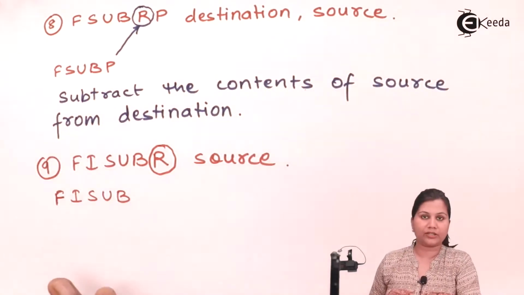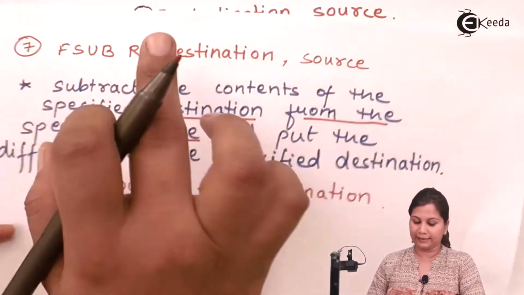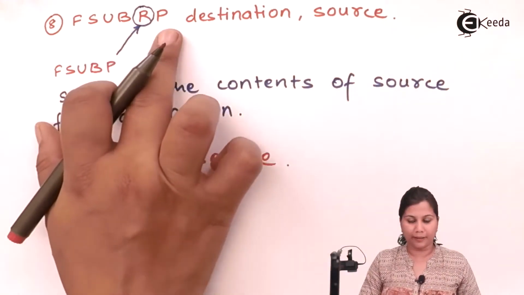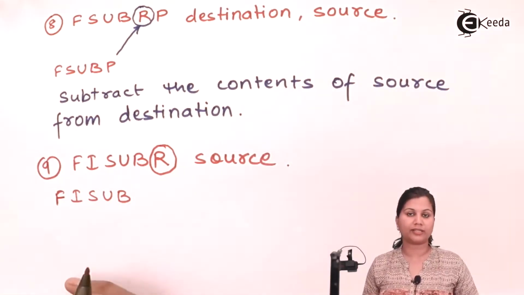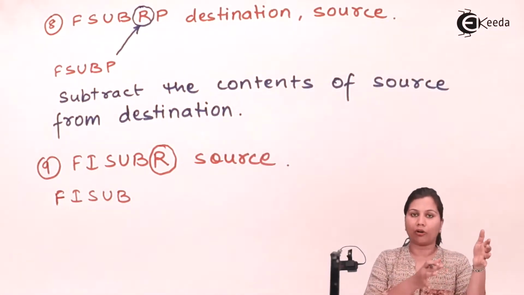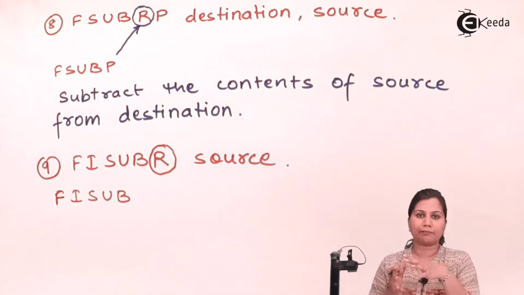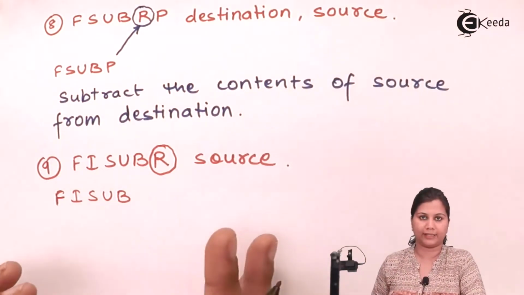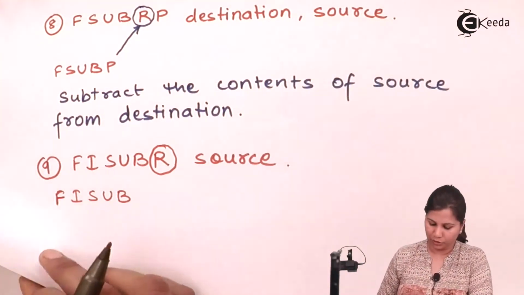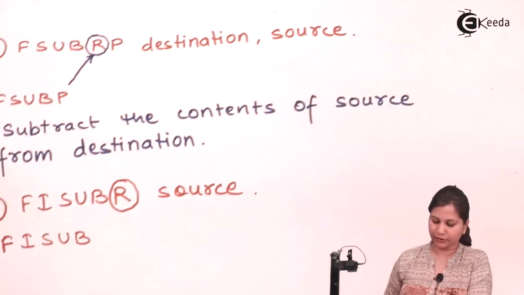So these three instructions, that is FSUBR, FSUBRP and FISUBR, are similar to their corresponding instructions, but the difference is the subtraction of the source from the destination. Okay. So these instructions are for the subtraction operation.